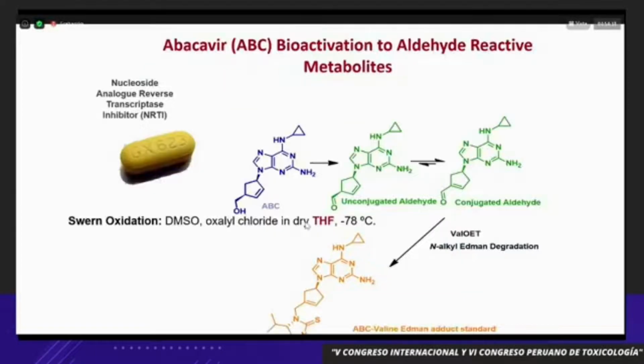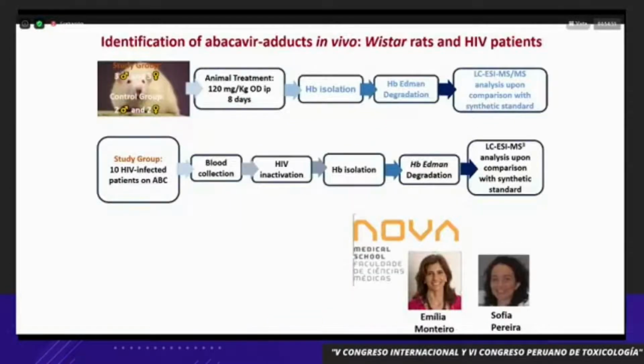With this in mind, and since I am an organic chemist, I decided first to try to reproduce this bioactivation and the formation of covalent adducts in vitro by synthetic methodologies. This allowed us to prepare a synthetic standard of the hydantoin expected to be obtained from the halides of abacavir. Once we had this synthetic standard, we started investigating if these adducts could be formed in vivo.